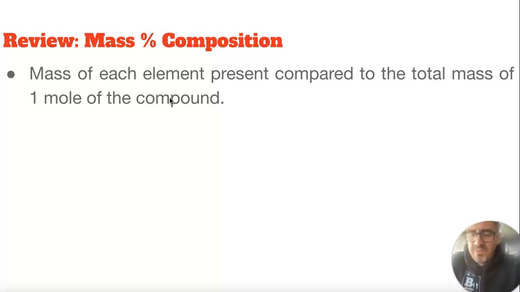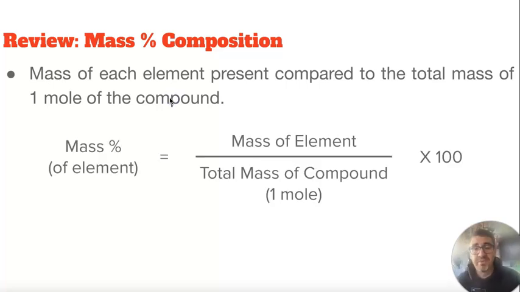Okay? So one of the most important things about dealing with pure substances and chemical formulas is understanding mass percent composition, which is defined by the mass of each element present compared to the total mass of 1 mole of compound. Okay? And it's a very simple equation to determine mass percent composition, just like if you were calculating the percent on a quiz or an exam. Okay? The mass of a part of the compound divided by the total part of the compound. In this case, we're dealing with mass. Okay?